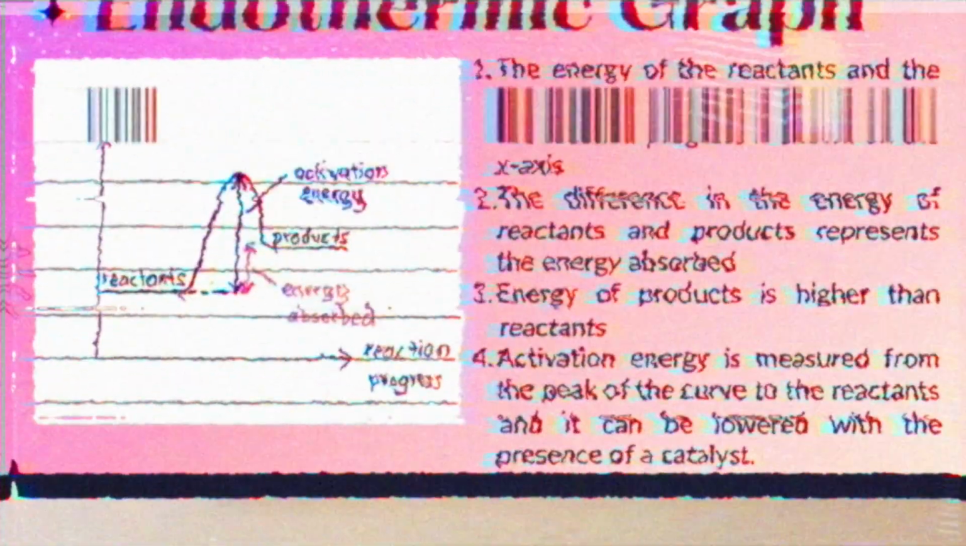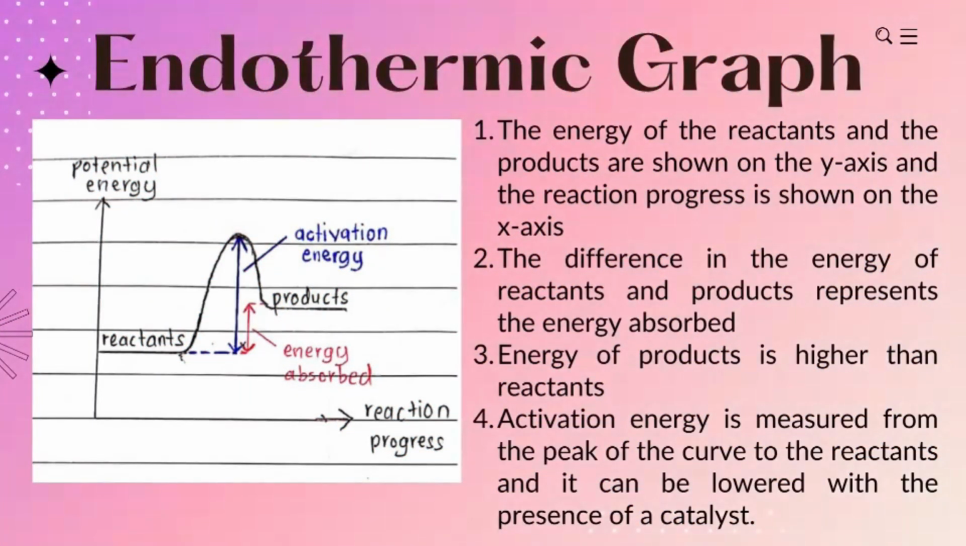As for the endothermic reaction graph, the energy difference between the reactants and the product is the energy absorbed, as you can see represented by the arrow in red. Another component that differs the endothermic graph from the exothermic graph is the energy of the products is higher than that of the reactants.